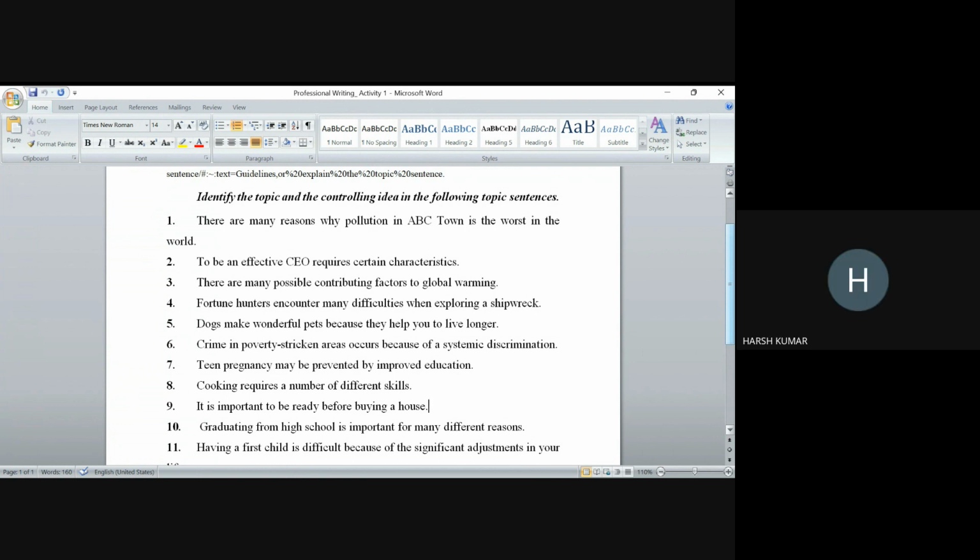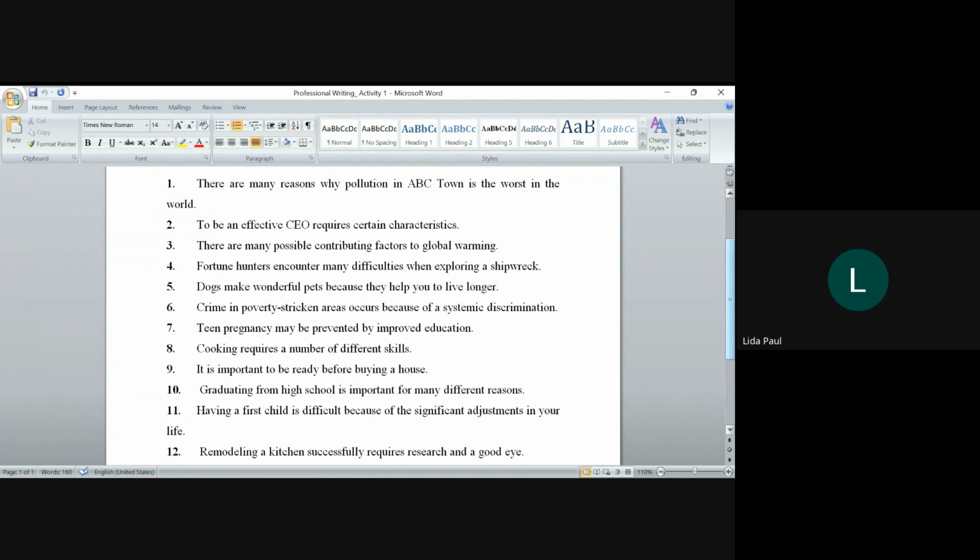Teen pregnancy, right? And the part which answers the question how is going to be your controlling idea, right? So the supporting sentences will talk about that. How it can be prevented through improved education is your controlling idea. Cooking requires a number of different skills. Topic? Cooking. Right? And requires a number of different skills, which means you're going to detail out these skills in your supporting sentences, right? So that is your controlling idea.